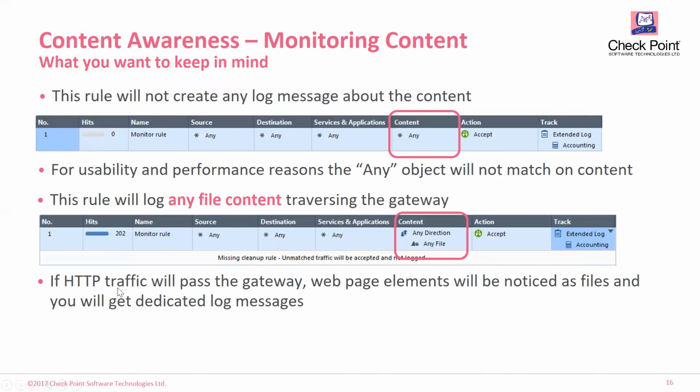So if HTTP traffic passes the gateway, the web page elements will be noticed as files, and you'll get dedicated log messages. So this is very important once you start working with content. Once you want to start seeing content, you want to make sure you set this to any direction, any file. And this is a good rule to put in your gateway above a lot of other rules. When you're first starting out and you have a lot of specific rules in your top-down approach, before you get to your general rules, maybe you want to put this in right after the general rules just to see the impact on the gateway, and then move it up to just above your general rules.